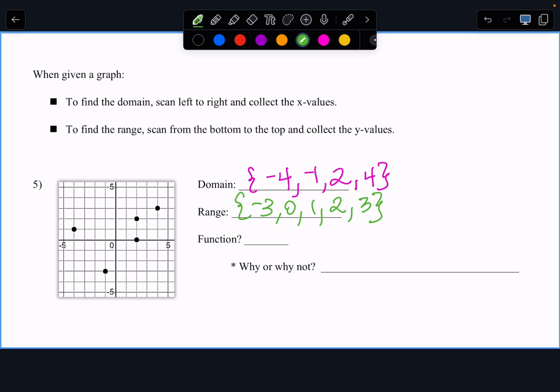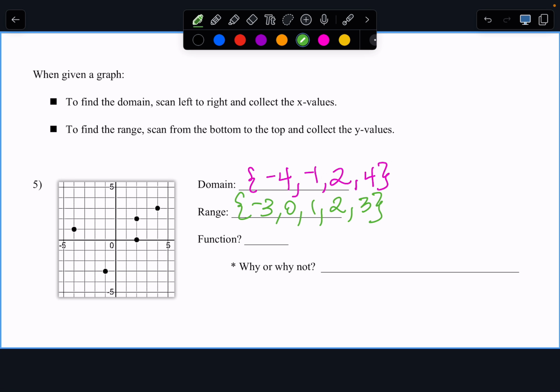Wait, I'm confused on how we get that. Okay. So we got the domain by starting on the left side and going towards the right and writing down all of the x coordinates. So x coordinate of -4, -1, 2, 4. And then for the range, which one would come first if they're stacked? They have the same x coordinate.